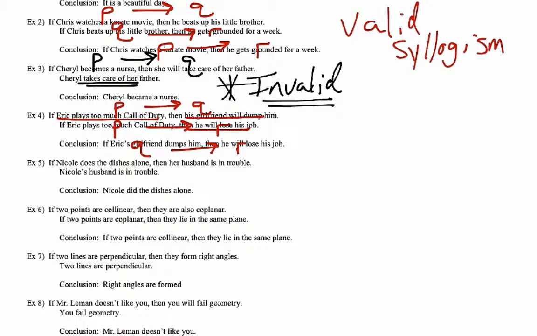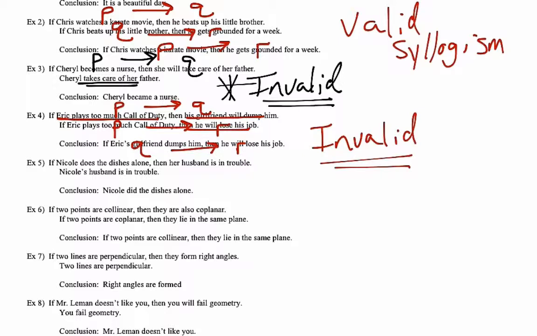Well, at first glance, you're probably thinking, no, this doesn't make any sense. And you're right. This would be an invalid use of syllogism. If he plays too much Call of Duty, he'll lose his girlfriend. If he plays too much Call of Duty, he'll lose his job. So if he plays too much Call of Duty, he's going to lose his girlfriend and his job. But just because his girlfriend dumps him doesn't mean he's going to lose his job. Maybe he loses his girlfriend because he didn't take her to nice places, or maybe he wasn't a gentleman, or maybe he's a slob. But none of those things are going to affect his job, only his relationship with his girlfriend. So we have to say this is invalid because the hypothesis has to lead to a conclusion.